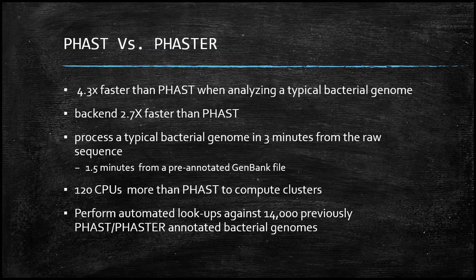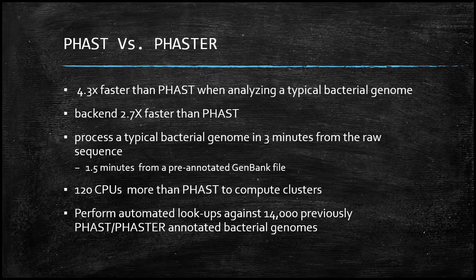PHASTER is much faster, more efficient, and user-friendly than PHAST. In fact, it's more than 4 times faster than the previous version when analyzing a bacterial genome. For example, it can now process a typical bacterial genome in only 3 minutes from the raw sequence alone, or in 1.5 minutes when given a pre-annotated GenBank file. This is because of a number of hardware and software optimizations.